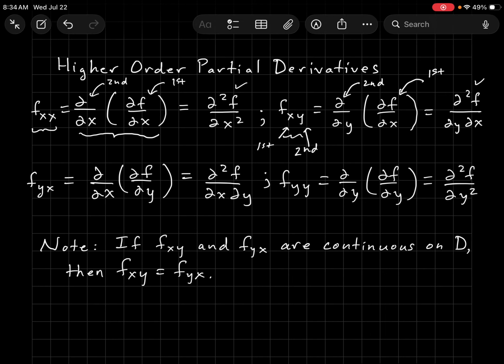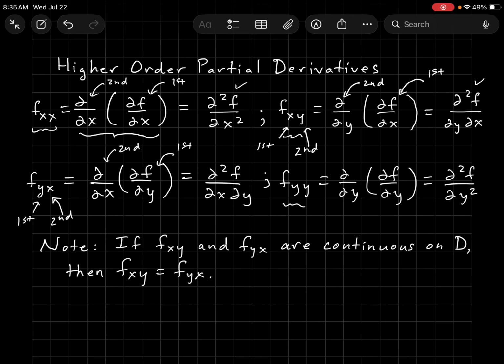And we can see these other two, so I'll go through these quickly. The partial of f with respect to y, then x. So first y, second x. We're saying the same thing over here. Y first, x second. And the notation partial squared of f over partial x partial y. And of course, partial y, you just do the partial with respect to y first, then again.